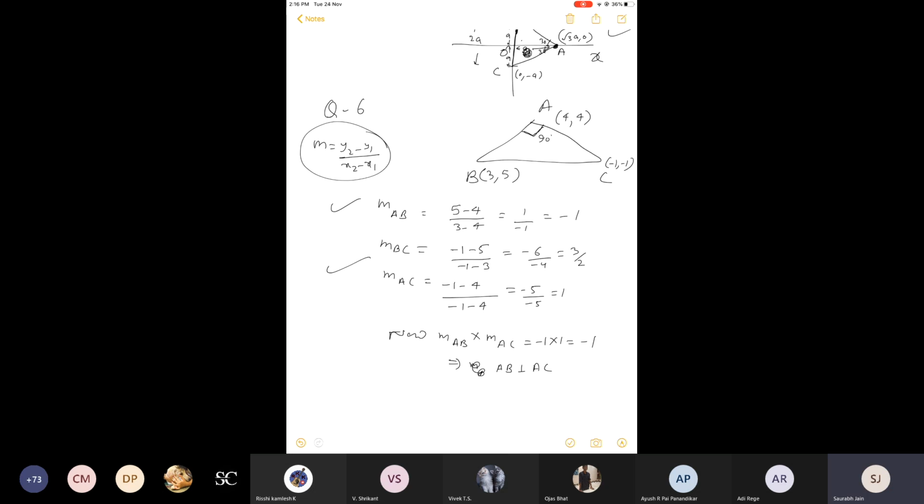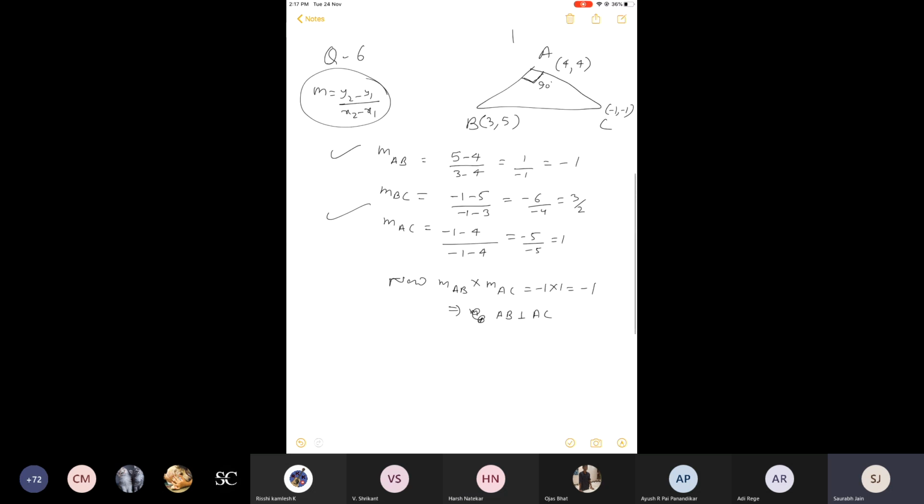Yes, now after question number 6. Sir, yes, so can we solve question 4? Yes. Question number 4. Point on x-axis equidistant from these 2 points. Okay. Excuse me, sir. Yes.